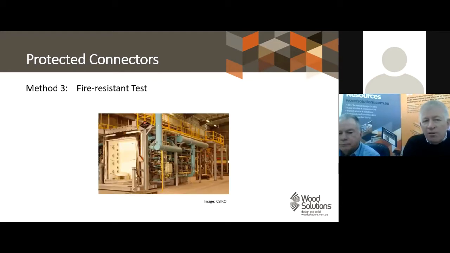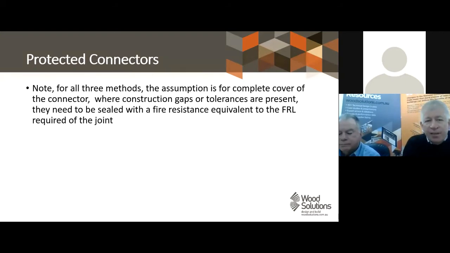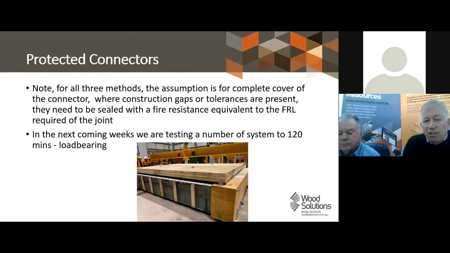And the third method is standard fire test, which just keeps reappearing. So note that for all 3 methods, the assumption is a complete cover of the connector. Where construction gaps or tolerances are present, they need to be sealed with a fire resistance or equivalent FRL. Makes sense. And what are they? Well, I'm about to go and test those. So I've got a test schedule in the next couple of weeks.